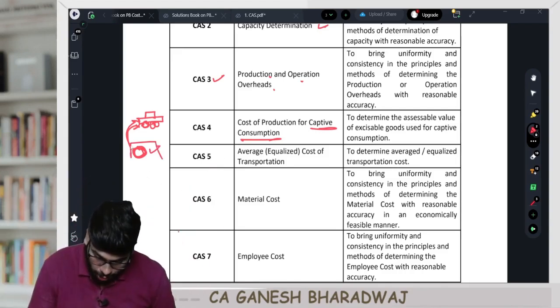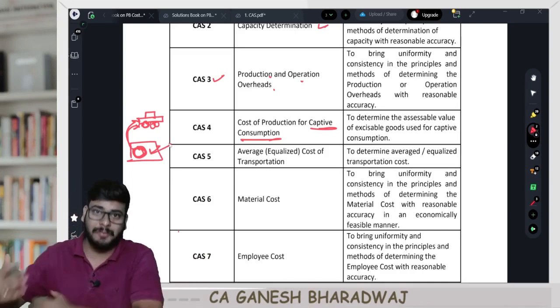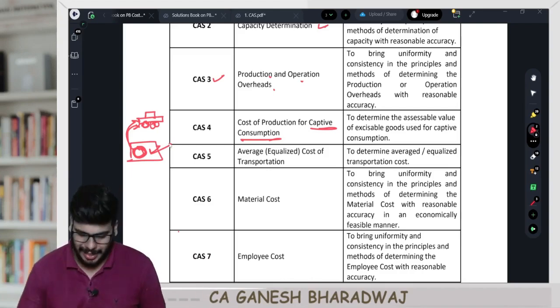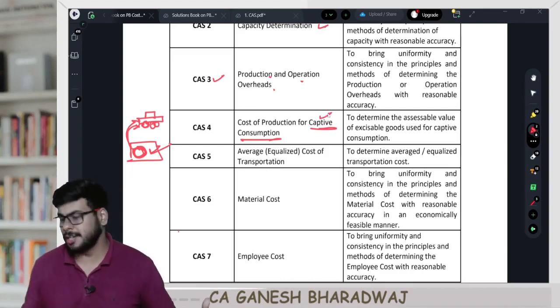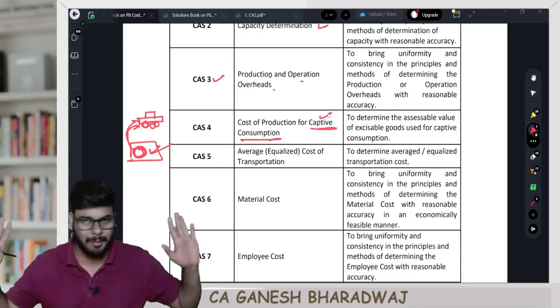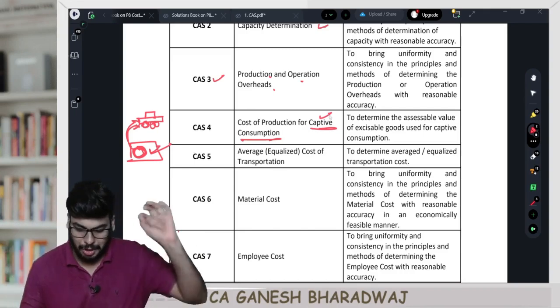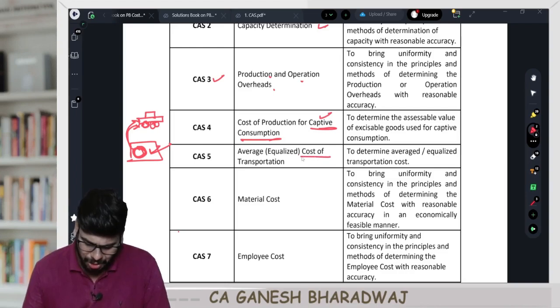Now, how do you deal with the cost of production of a product which is used for captive consumption? That is what is covered under this particular chapter. Again, they have not entered into the details. They have just mentioned the scope, objectives, and all these things. That's about it. Nothing great here, but you should know what you mean by captive consumption. Next, average cost of transportation.